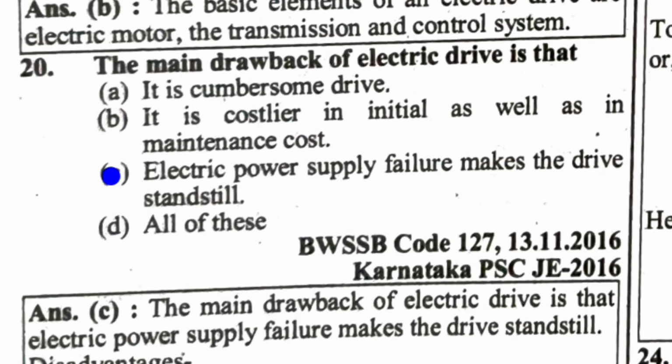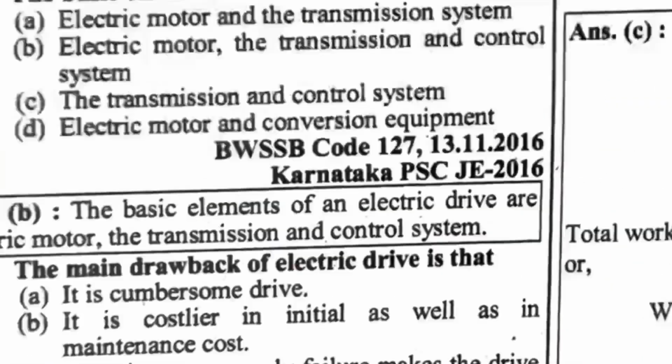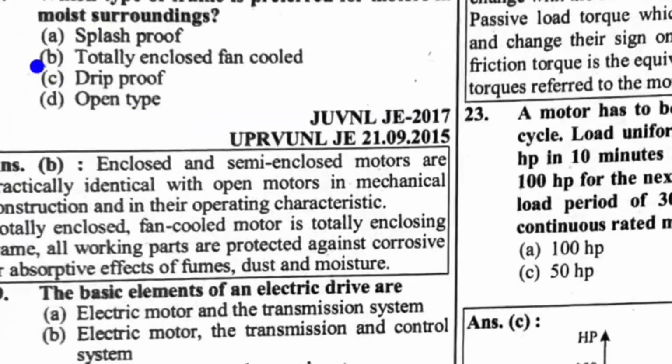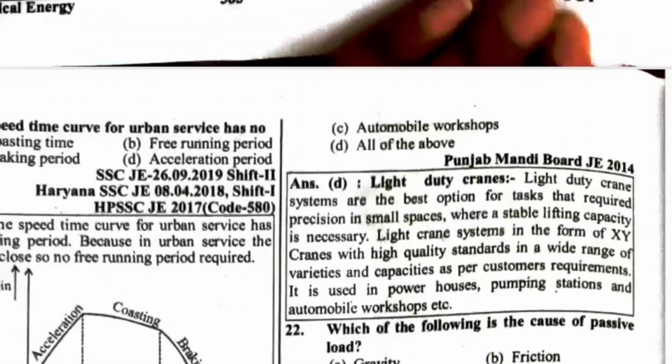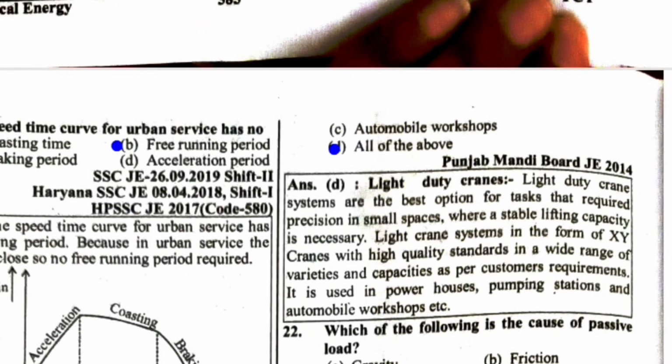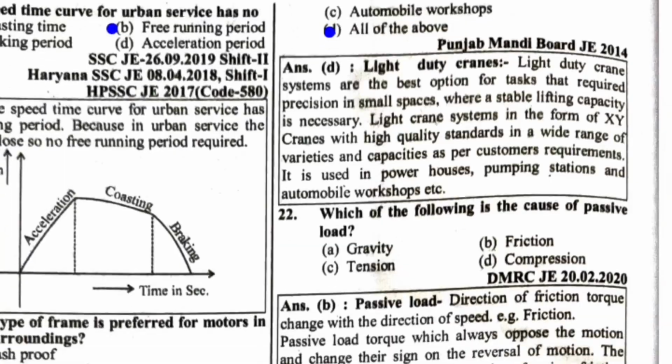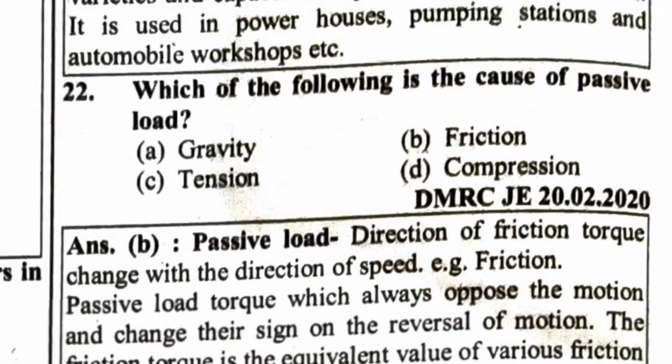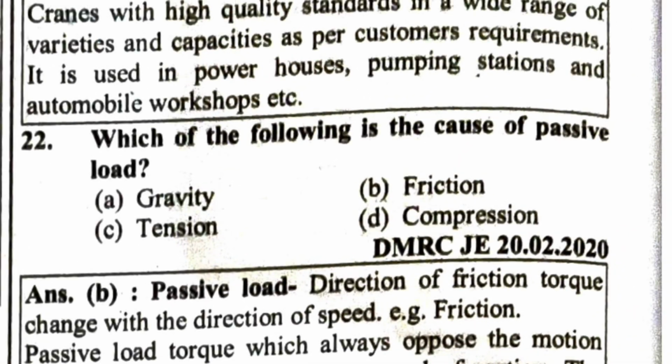Light duty cranes are used in which of the following? Light duty cranes are used in all: powerhouse, pumping station and automobile workshop. Which of the following is a cause of passive load? Passive load, friction.